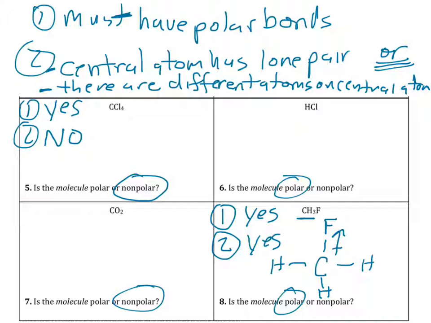Number two, the central atom must have lone pairs, or there must be different atoms on the central atom. And so if you get those two rules down, it's really not that bad.